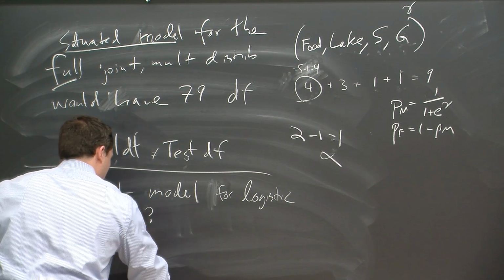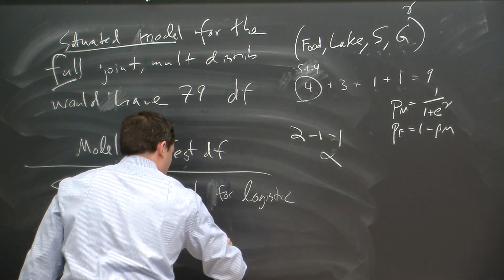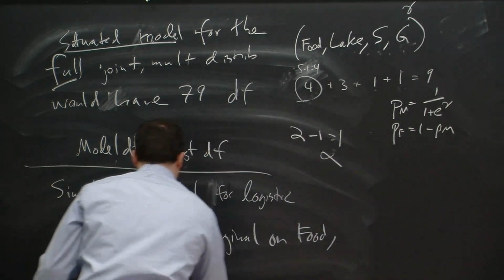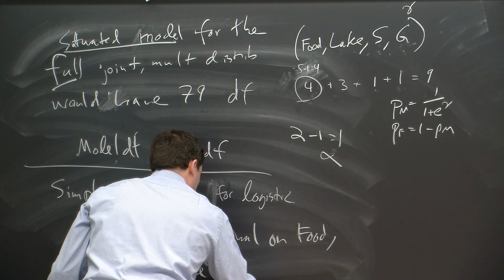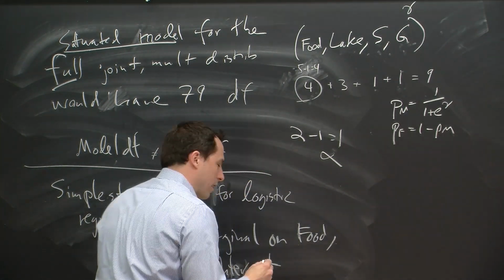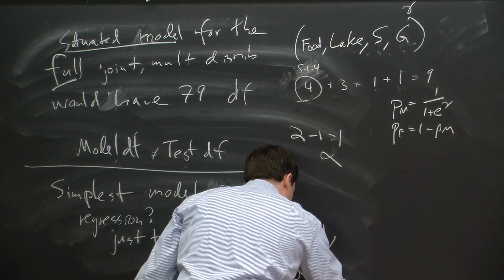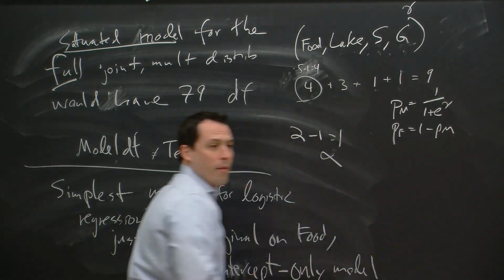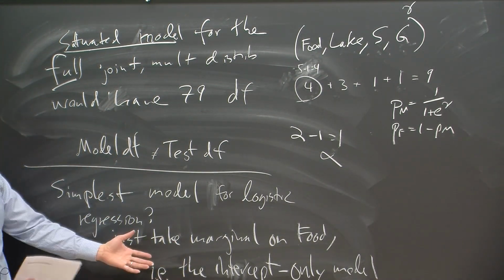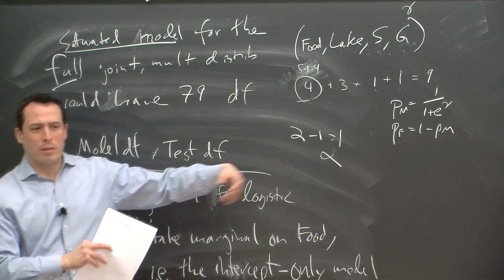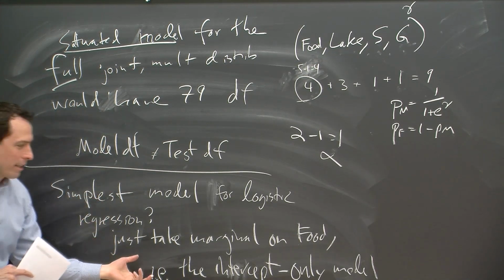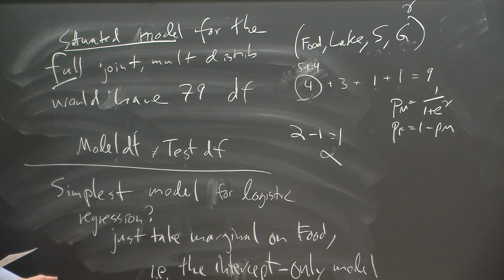Just take the marginal on food, i.e. the intercepts. So this would be called the intercept in the software, and in the online notes, this would be called the intercept-only model. And so that's usually the simplest model that we would consider. The only thing simpler than that is to say, well, these intercepts are maybe equal to each other, or they're all equal to the same value, a uniform distribution or something like that. So this is usually the simplest model we would consider.